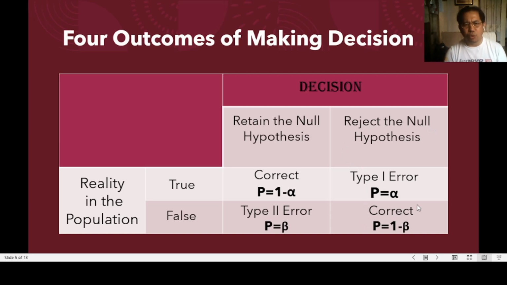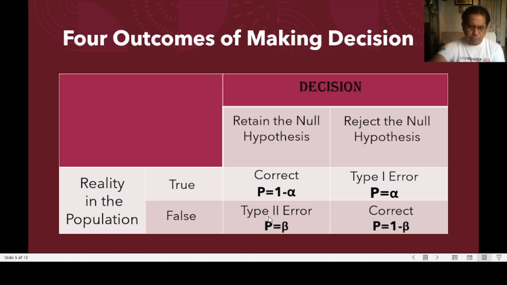So these are the four outcomes regarding the decision on the stated null hypothesis. Again, what are these? We consider type 1 error. When we say type 1 error, meaning we rejected the null hypothesis when in fact that null hypothesis about the population is true. So that is the type 1 error.